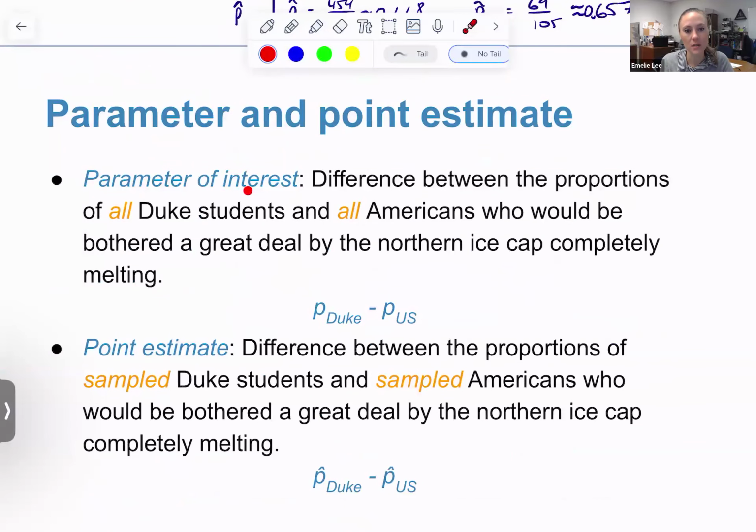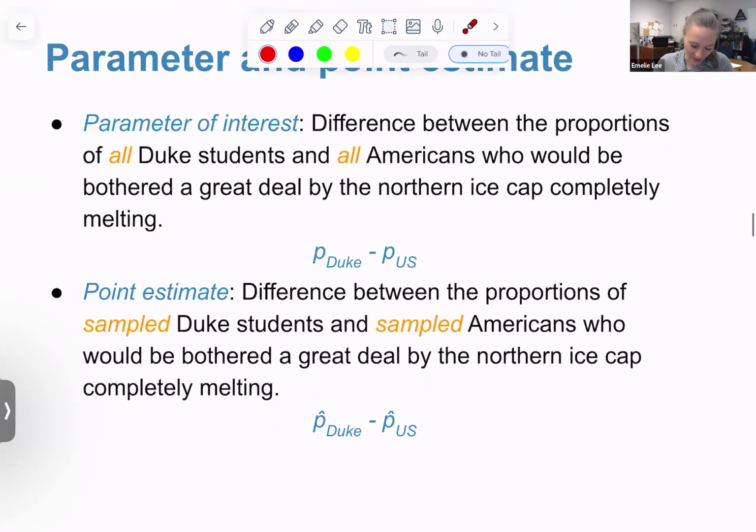parameter of interest. Okay. So the population quantity we're interested in is the difference between the proportions of all Duke students and all Americans who would be bothered a great deal by the northern ice cap completely melting. Now, of course, the point estimate would be the difference between these two. And I wish I had scrolled down here because it looks like she's made the Duke students group 1 and the US or the GSS group 2, and that's kind of annoying to me because it's not how they were in the table, but that's okay.